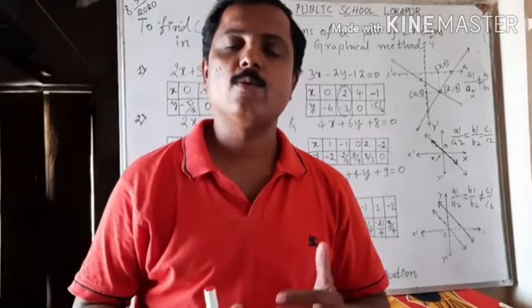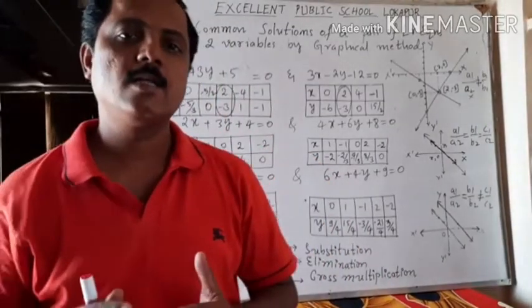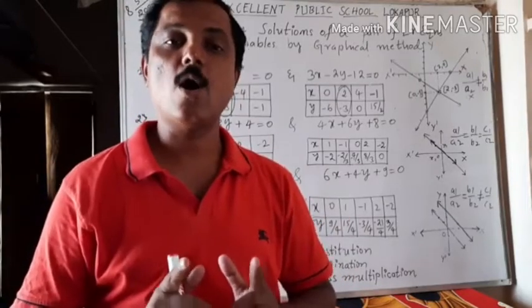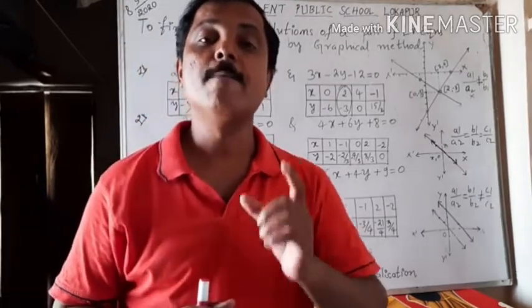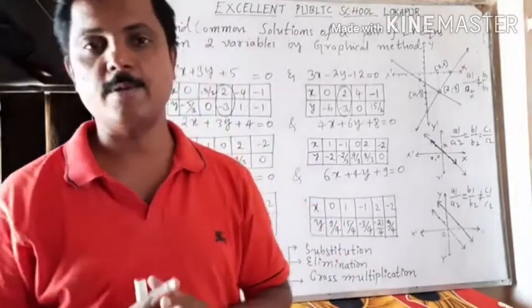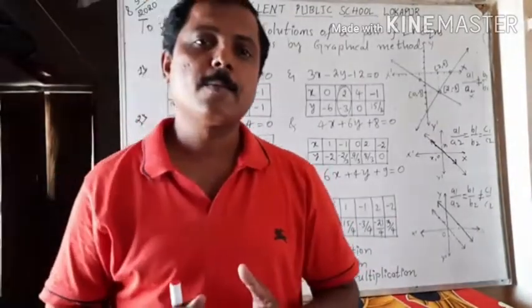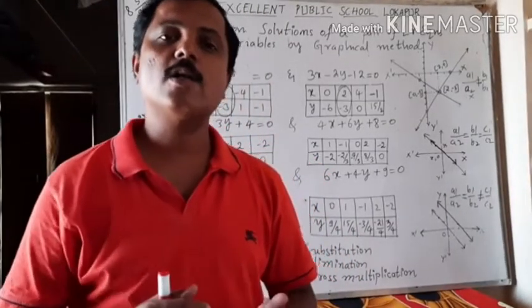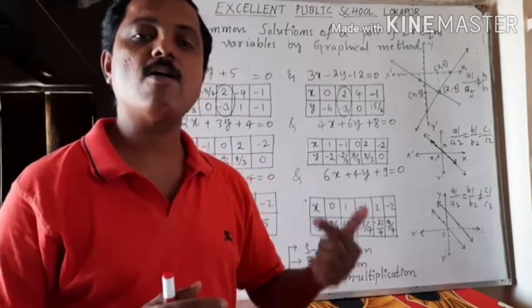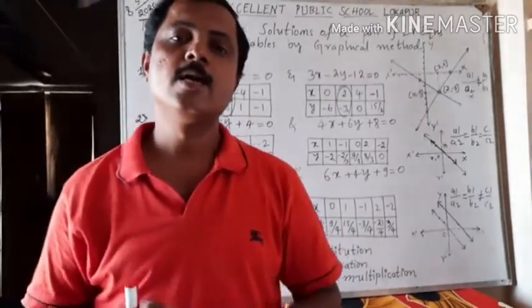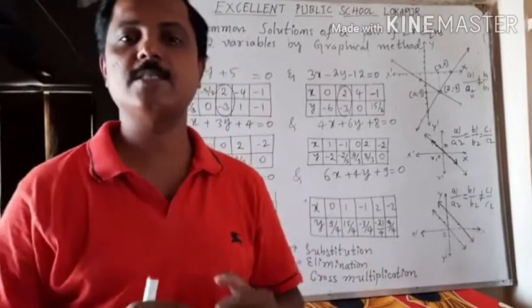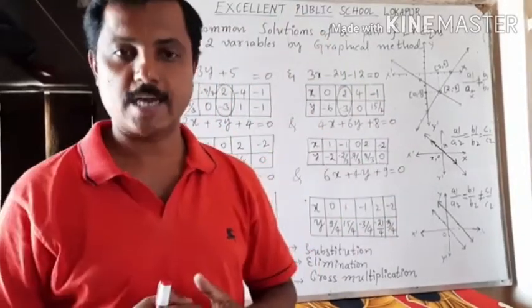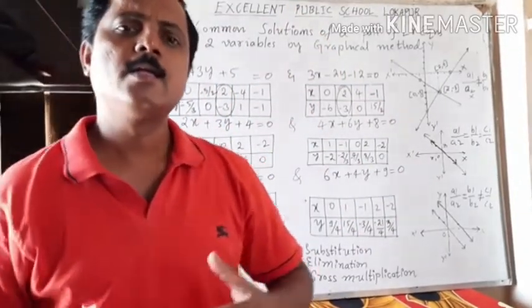And today we will discuss what we mean by common solution or common solutions of a pair of linear equations in two variables. And we will also learn one more condition for the graphs of pairs of linear equations in two variables to have intersecting graphs, coinciding graphs, and parallel graphs. Okay?